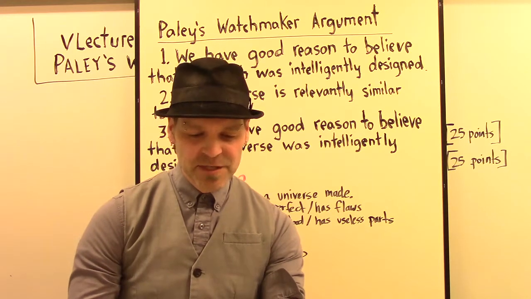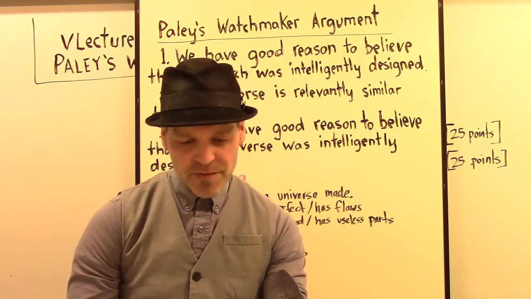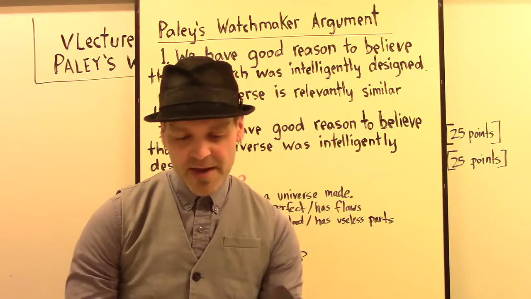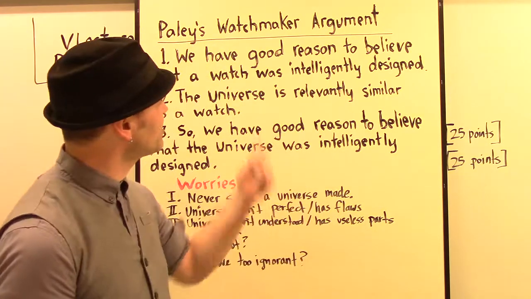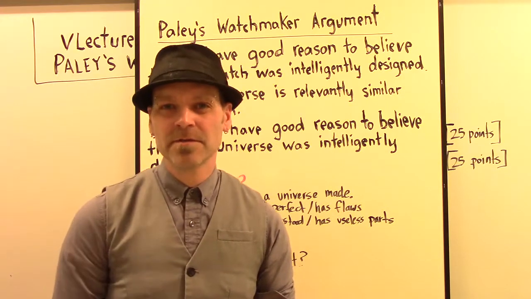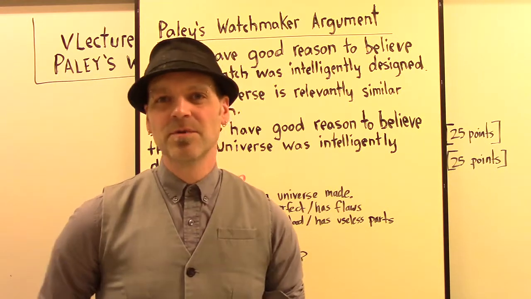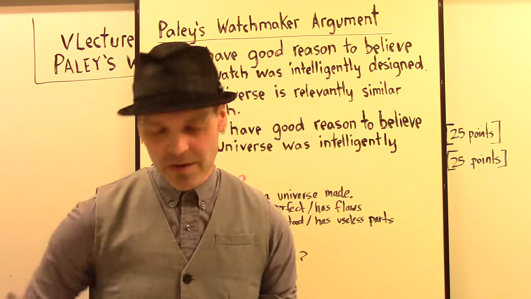It is not necessary that a machine be perfect in order to show with what design it was made. Here's a second objection: two big differences between a watch and a universe. The universe sometimes doesn't go so well. Sometimes things don't work out for us so well, right?